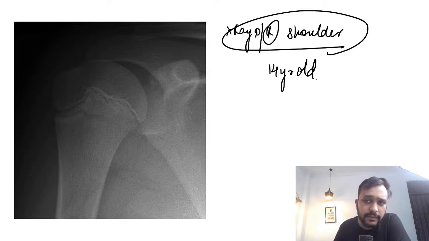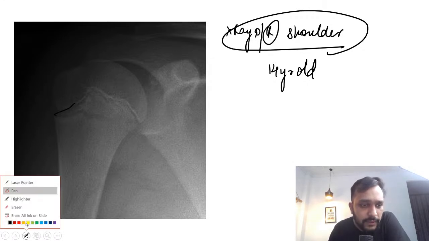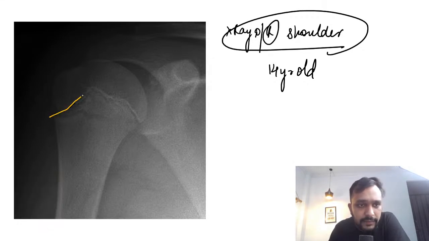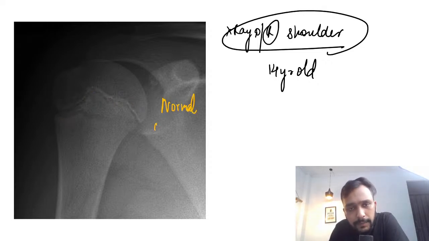So guys, many of the students think that this is a fracture involving the growth plate, a fracture in the head of the humerus. Okay, but I want to tell you that this is just the normal appearance of the growth plate.